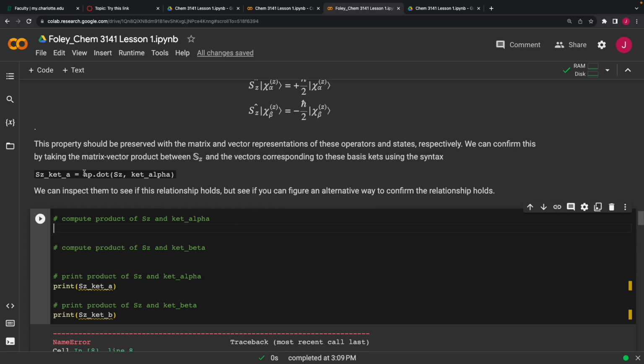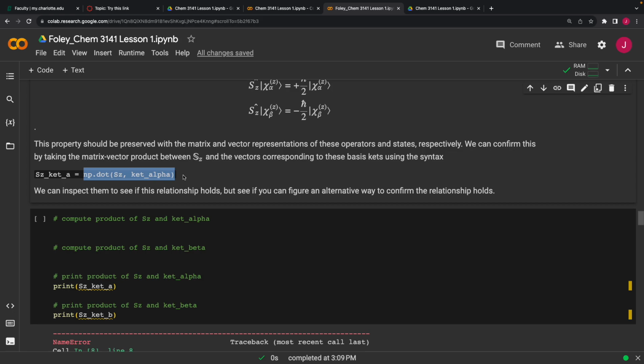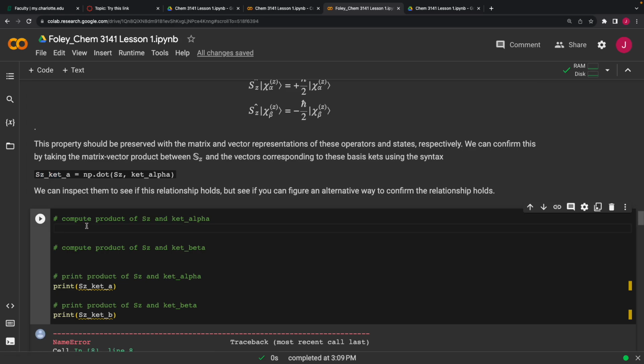Okay, so this is another kind of multiplication. NumPy's dot will also support this multiplication where we have the matrix on the left-hand side and the ket on the right-hand side in this way. So I'm using this nomenclature again, SZ underscore ket underscore A for SZ multiplied by ket alpha, and SZ underscore ket underscore B for np.dot of SZ and ket beta. So let's give it a shot.